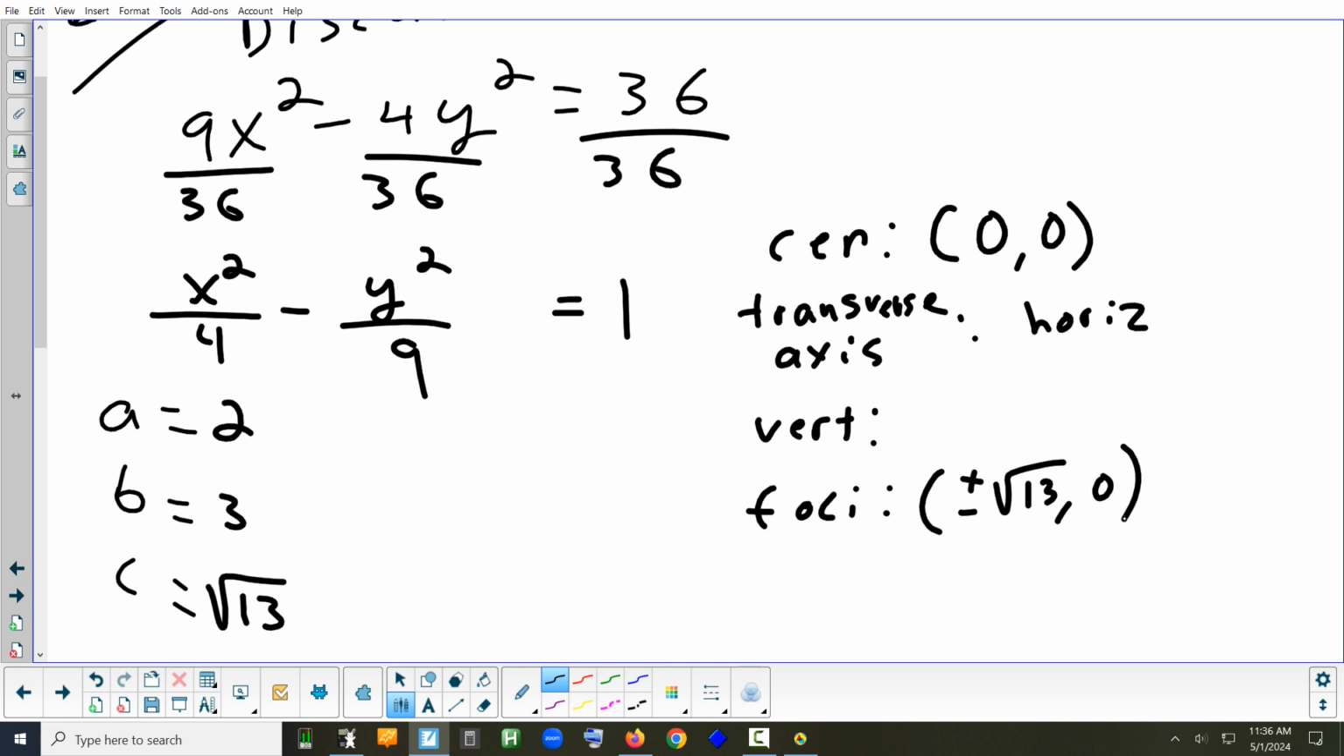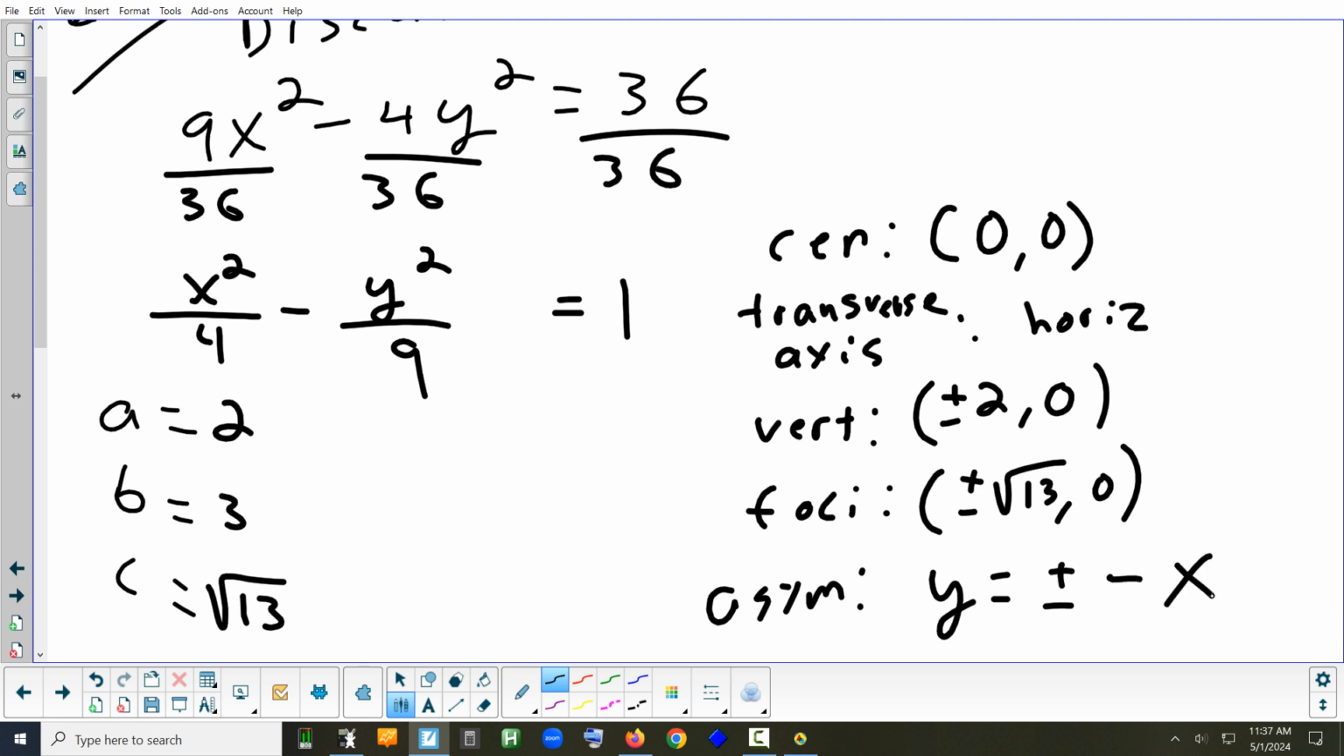You can do it that way when the center is the origin, because the numbers are symmetrical. So what are my vertices? Plus or minus 2, 0. And my asymptotes, positive or negative, 3 halves. B over A, 3 halves. Yep. Okay, so any questions on how we got any of those?